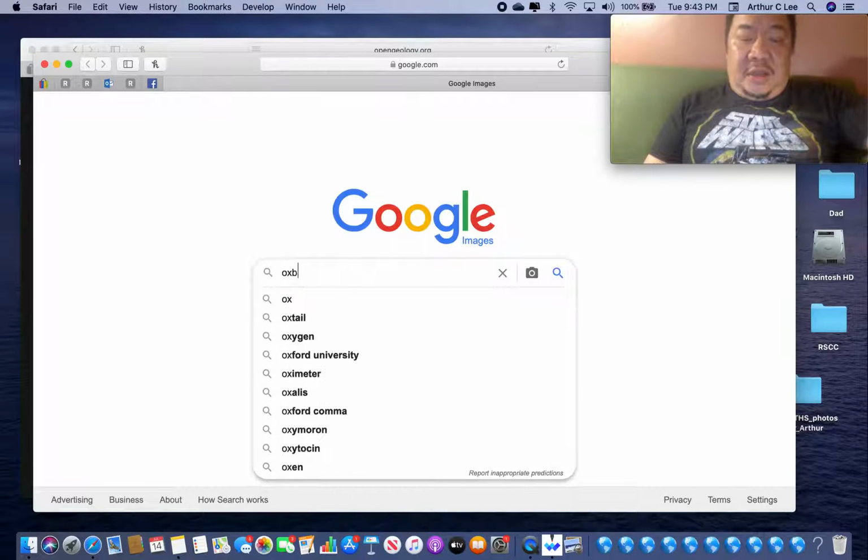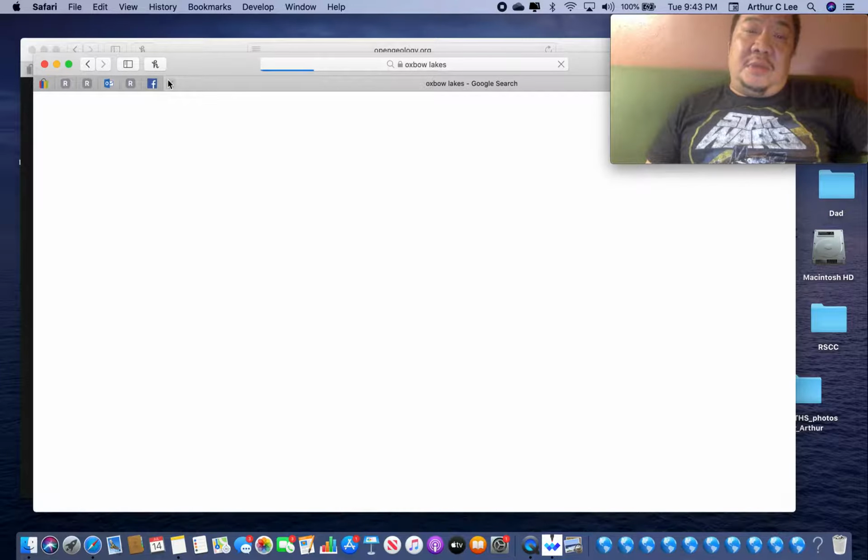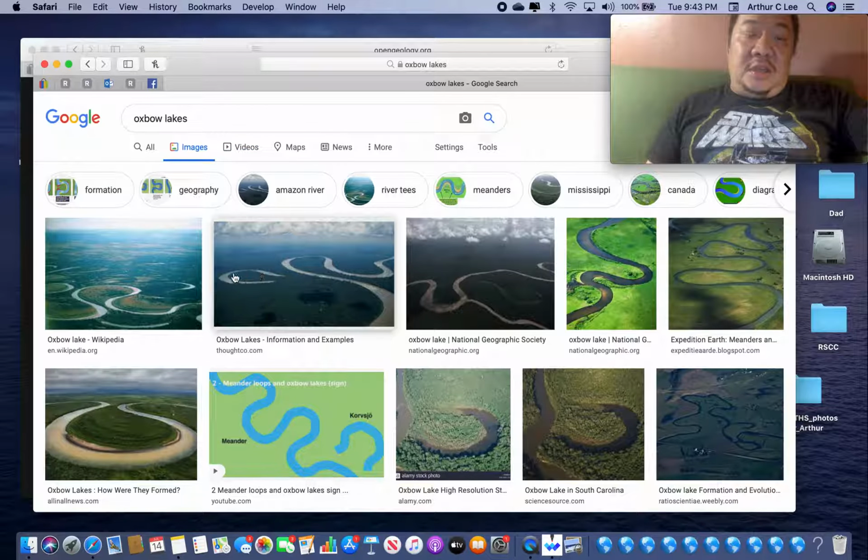Okay, let's take a look at the Oxbow Lakes, which are associated with old age rivers, such as the Mississippi, which is an old age river. See this Oxbow Lake? How do you make an Oxbow Lake? It's not connected to the river. Notice that. Okay, I'll show you how that happens.